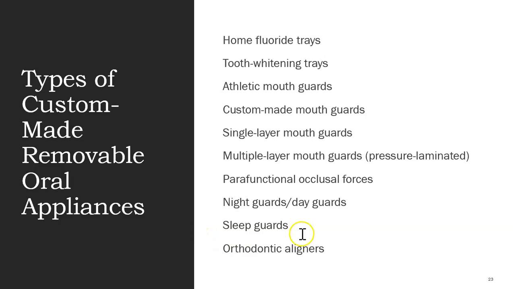So night guards, sleep guards, those are great examples of appliances for parafunctional occlusal forces because they help with grinding and clenching. When you use these appliances, they can help reduce the clenching and grinding. And then they can also minimize the loss of tooth structure, because when you crunch or grind, you can damage your tooth structures. And they also help with TMJ.